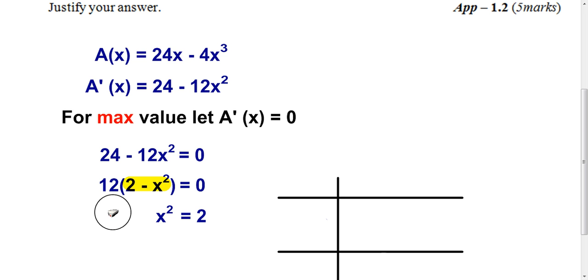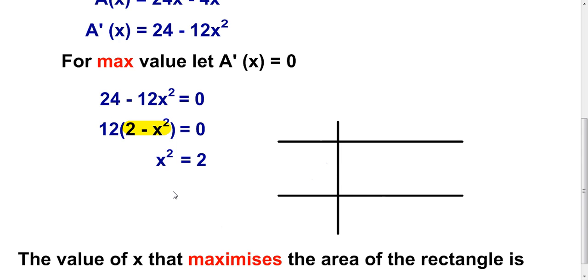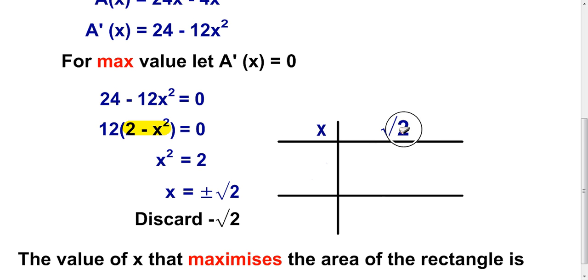So the bracket part must equal 0, so that means x squared must be 2, because 2 take away 2 makes 0. So to get x, you want to square root this. Notice that's going to give a plus or minus square root 2, but we can discard negative root 2 because we're talking about areas and lengths, and we're not going to use negative values here. So discard that. Okay, so we're going to use positive root 2, so x is root 2.